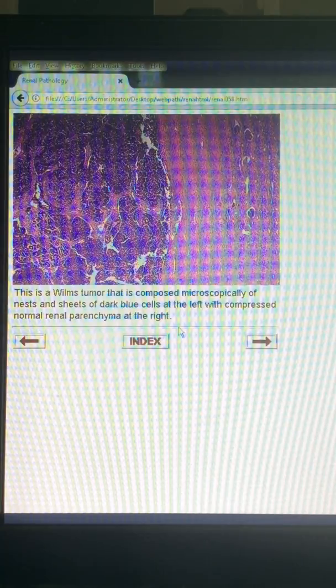So how do you see the Wilms tumor under the microscope? Wilms tumor is called a triphasic tumor. That means there are 3 phases. You have to see them under the microscope to call this Wilms tumor. One of them is sheets of dark blue cells. This is one. Second, spindle cells. Third, these dark blue cells will try to form primitive glomeruli or primitive tubules, like we can see here. This is the normal portion of the kidney.